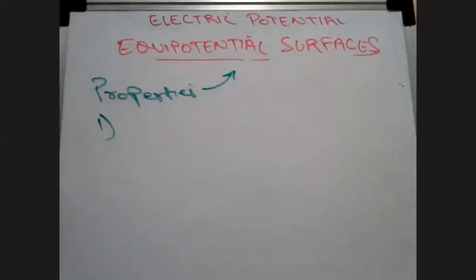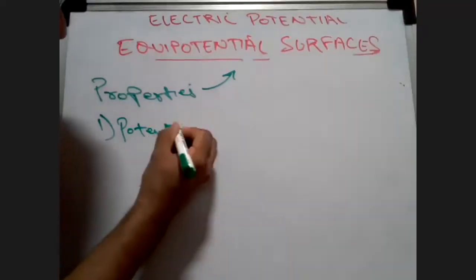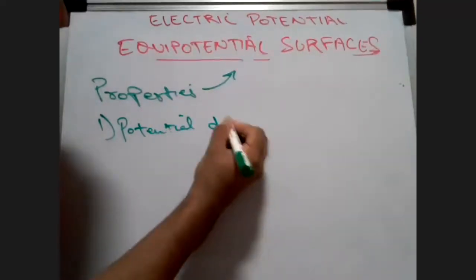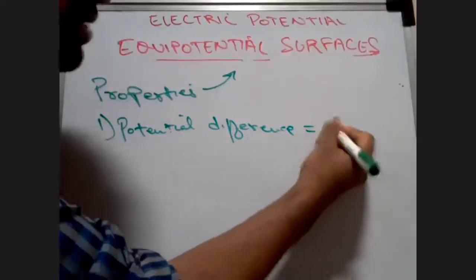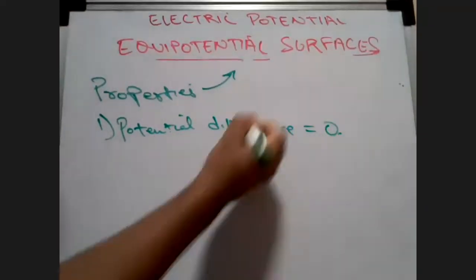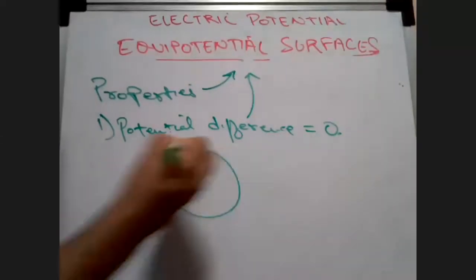Property. Okay, the first property says the potential difference between two points on an equipotential surface is 0. What is it? I said potential difference. You can write this down: potential difference is equal to 0. Where is it 0? It is 0 on an equipotential surface. At what points on the equipotential surface is it 0? At every point. So for example, this is an equipotential surface.